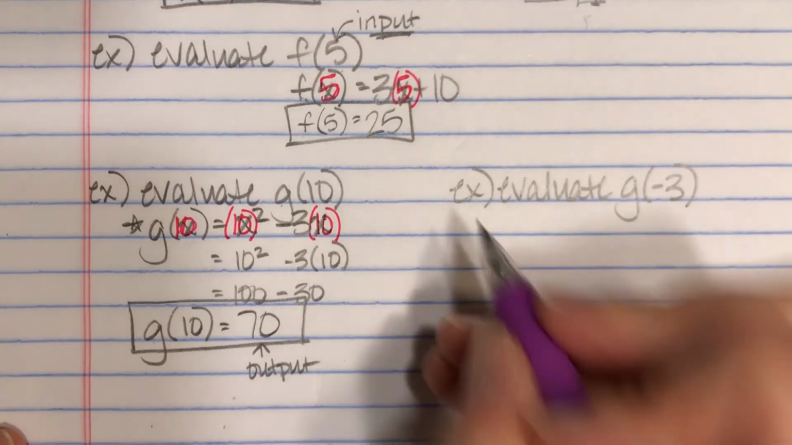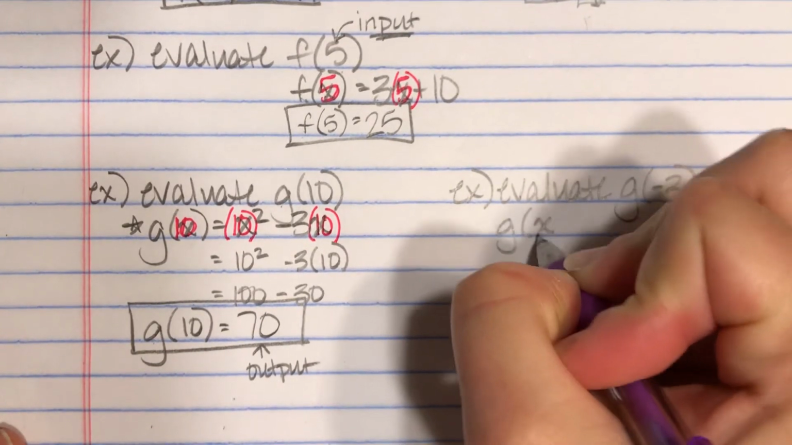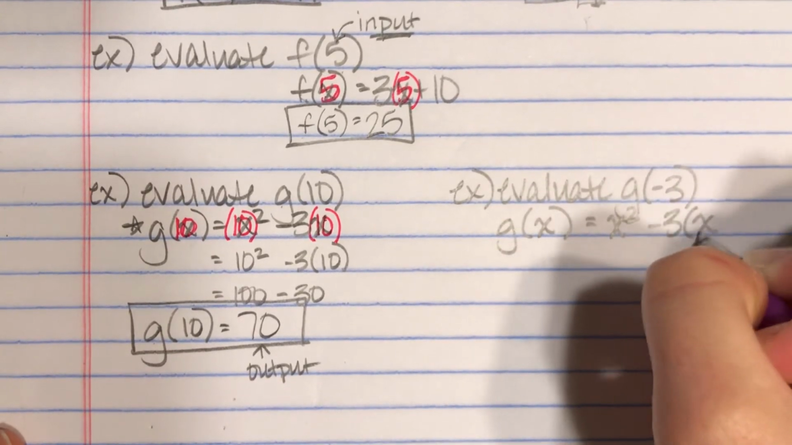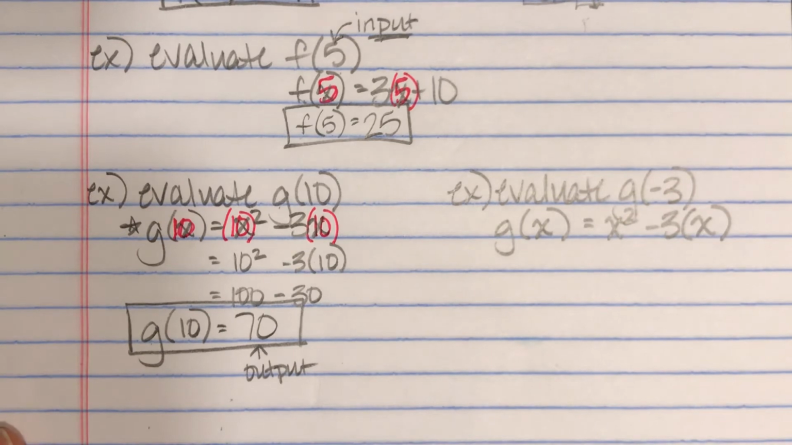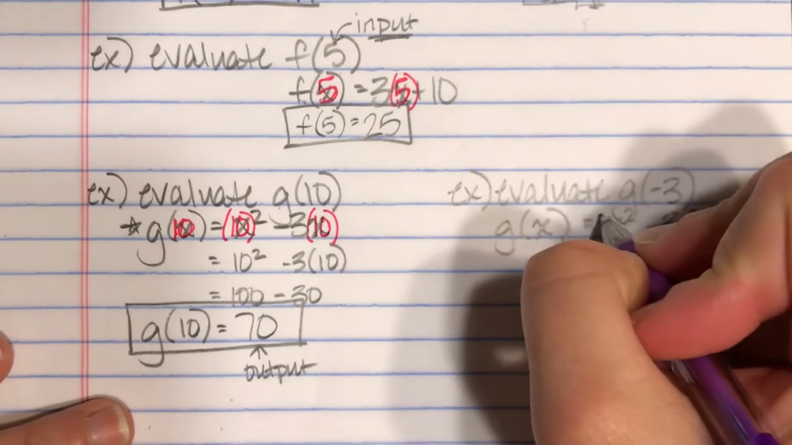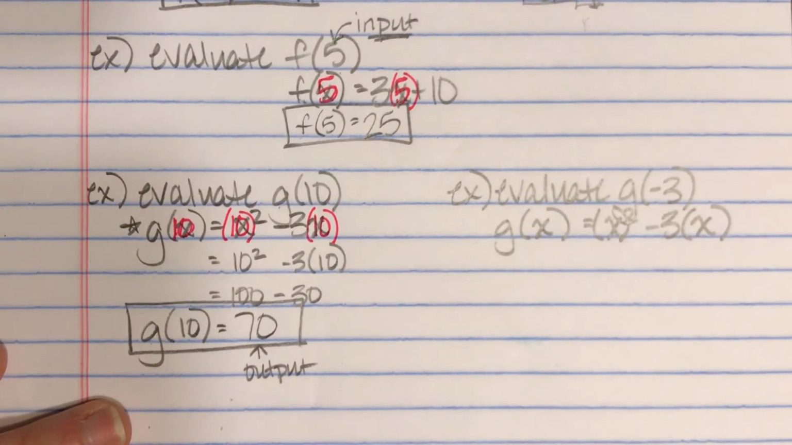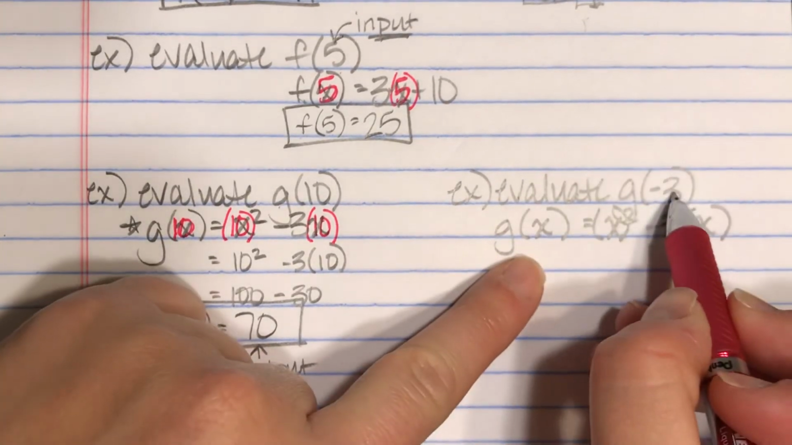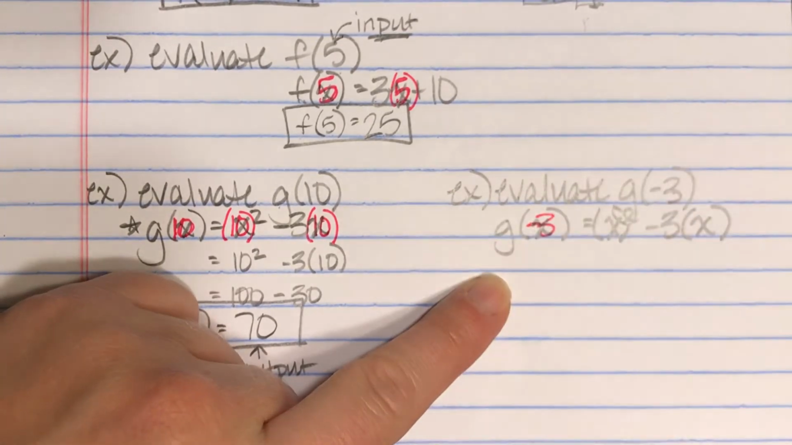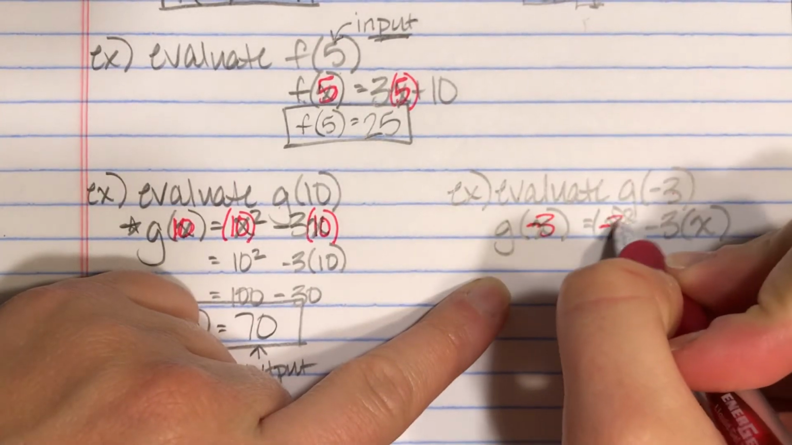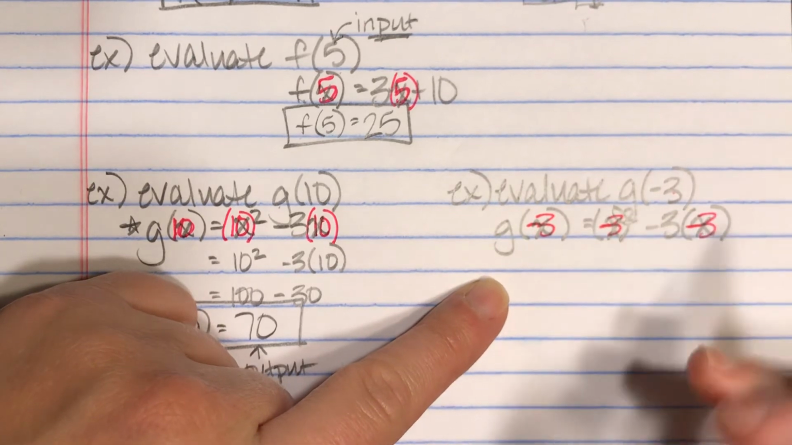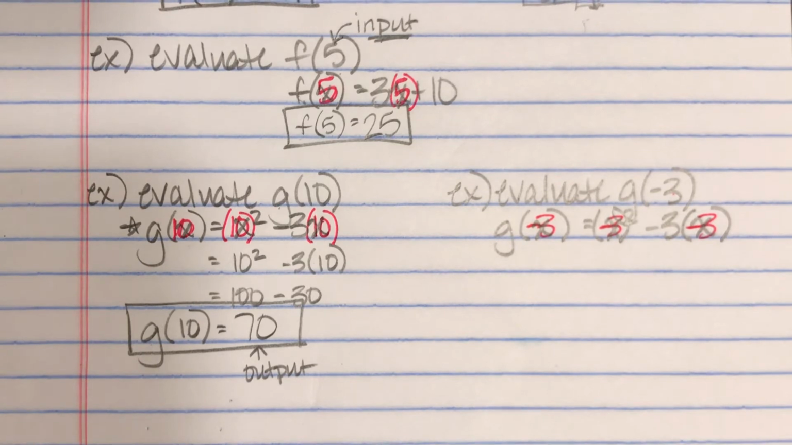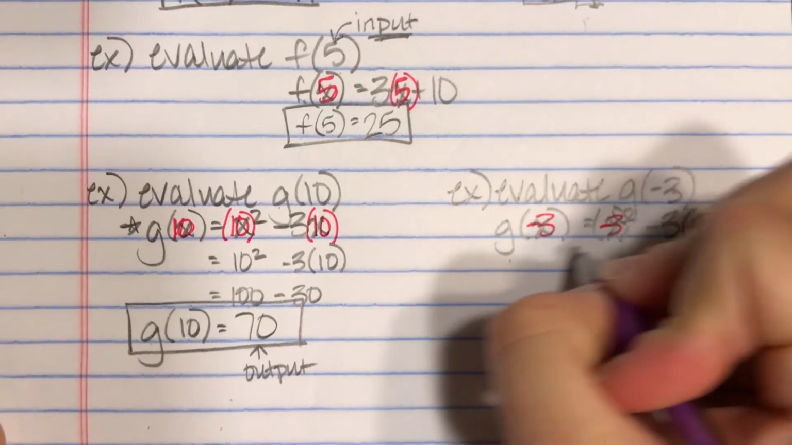If I ask you to evaluate g of negative 3, I'm going to take that same g of x formula, which is x squared minus 3 times x. It didn't really have parentheses around it, but I am going to end up putting parentheses anyway, so that's okay. And then I'm going to plug in. So this negative 3 was in the parentheses. Now it's going to replace all the x's. And especially when you're doing things on the calculator, guys, put it in parentheses, okay? I'm telling you, it works so much better.